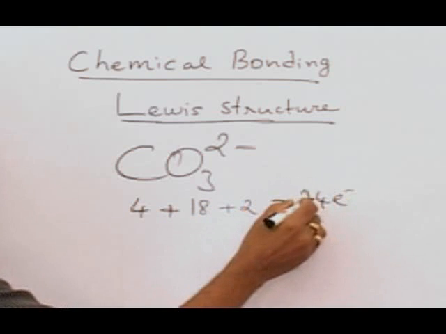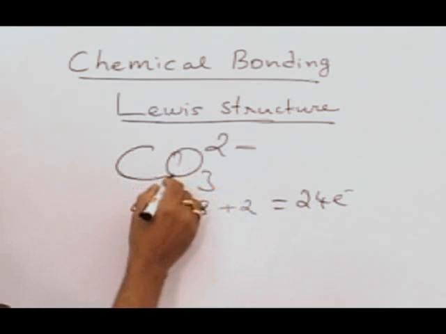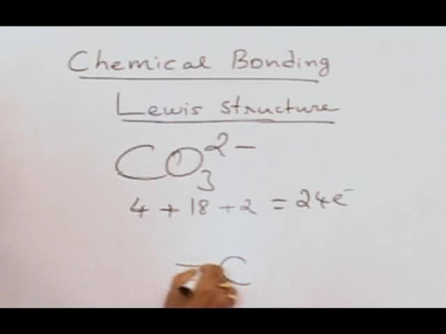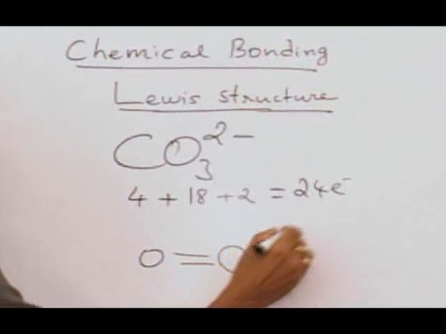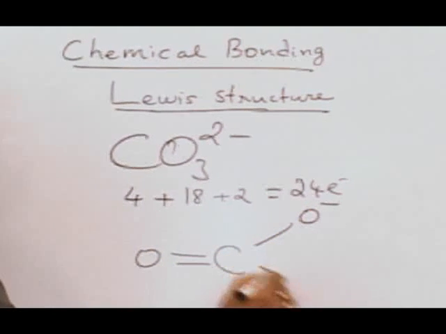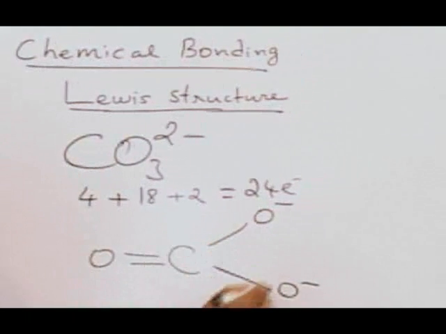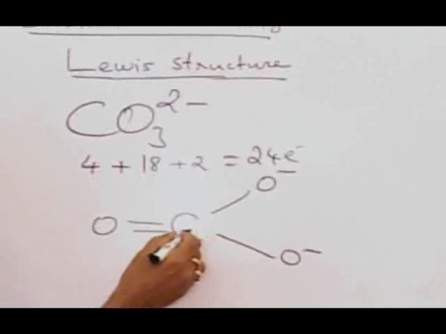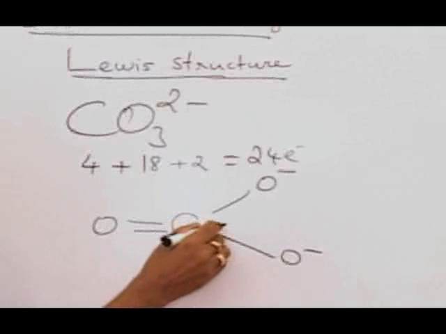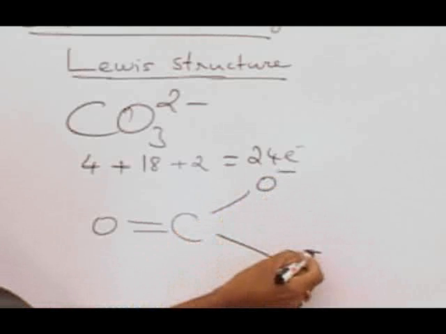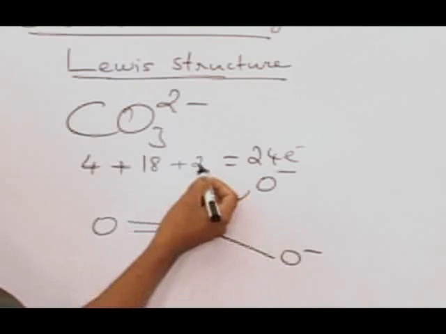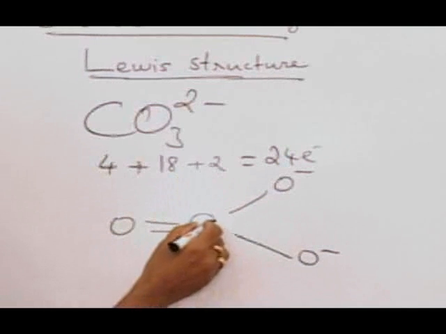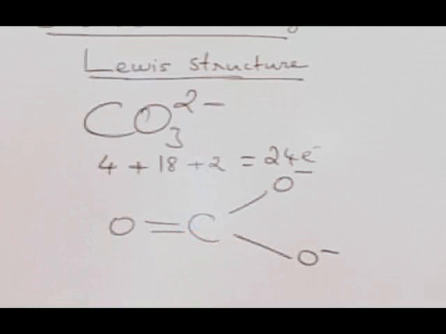These 24 electrons are to be distributed so that each and every atom gets an octet, and the Lewis structure will be C double bond O, and here single bond O minus, and here also O minus. And when we count the electrons, total 24 electrons will be there. So this is the Lewis structure of the carbonate ion, and these two negative charges are due to the two extra electrons. All the atoms get an octet, therefore it's a perfect example of the octet.